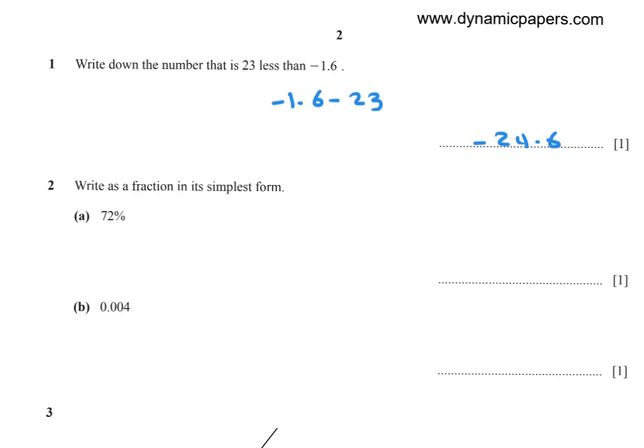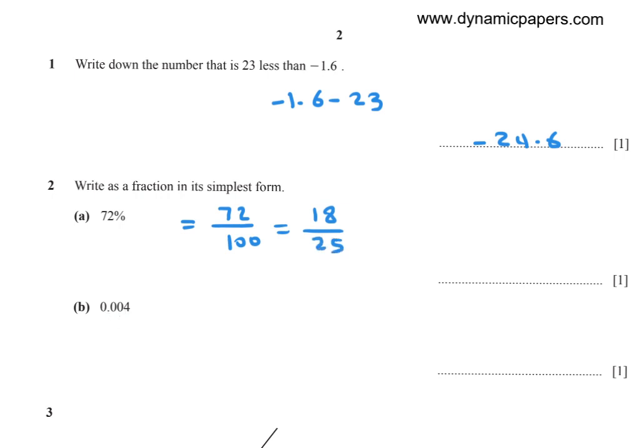Number 2, write as a fraction in its simplest form 72%. Just put 72 over 100 in your calculator, then you can simplify your calculator. 18 over 25.